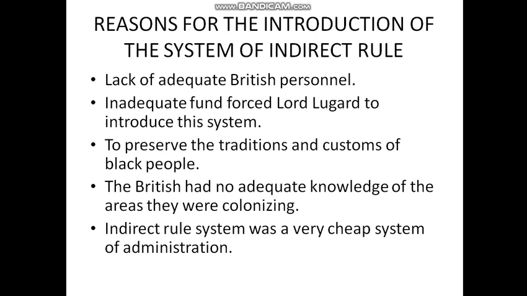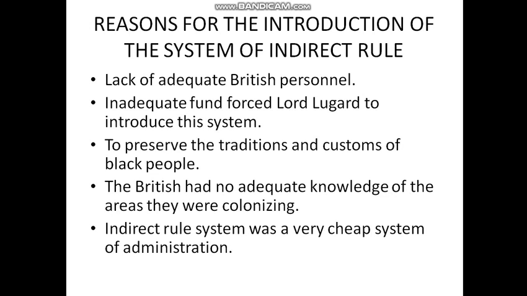Another one, inadequate funds forced Lord Lugard to introduce this system. Back home in Britain, the crown was not willing to release enough cash to the colonial masters, enough finance to enable them carry out their project. So in order for them to collect tax, charge people on things that yield money, they had to introduce this system of indirect rule so that the chiefs, the traditional rulers, would be able to talk to their people to garner these resources.